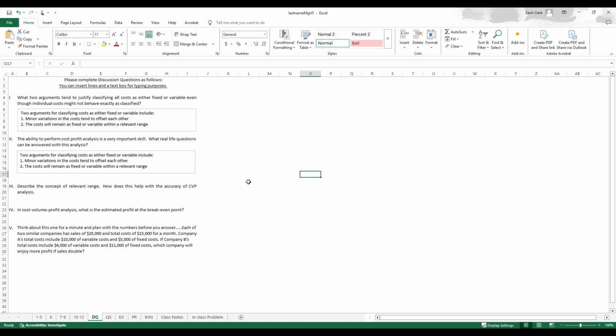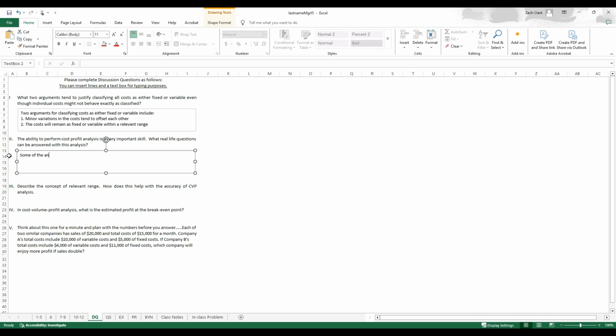Okay, let's look at number two. The ability to perform cost-profit analysis is a very important skill. What real-life questions can be answered with this type of analysis? So some of the questions that can be answered with this type of analysis include, at what point will my business break even? Obviously, I think that's one of the most important parts of our analysis that we do in this chapter.